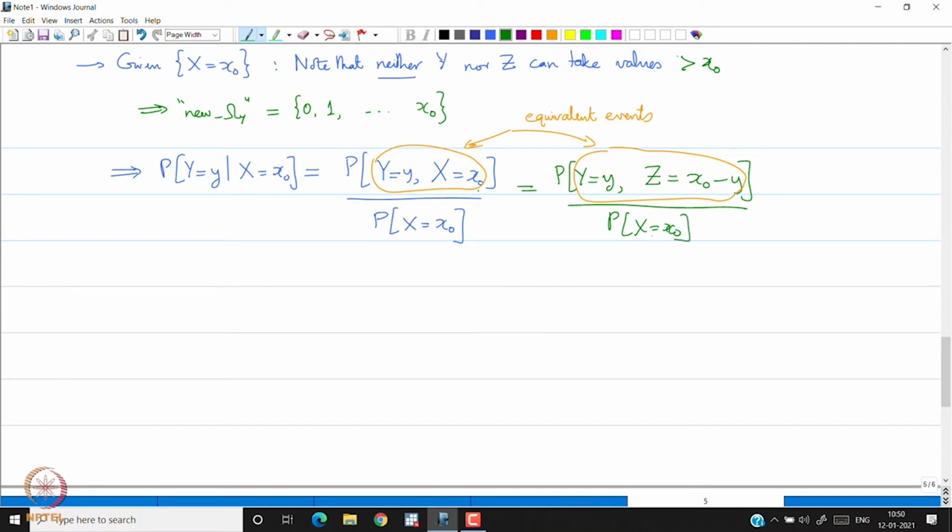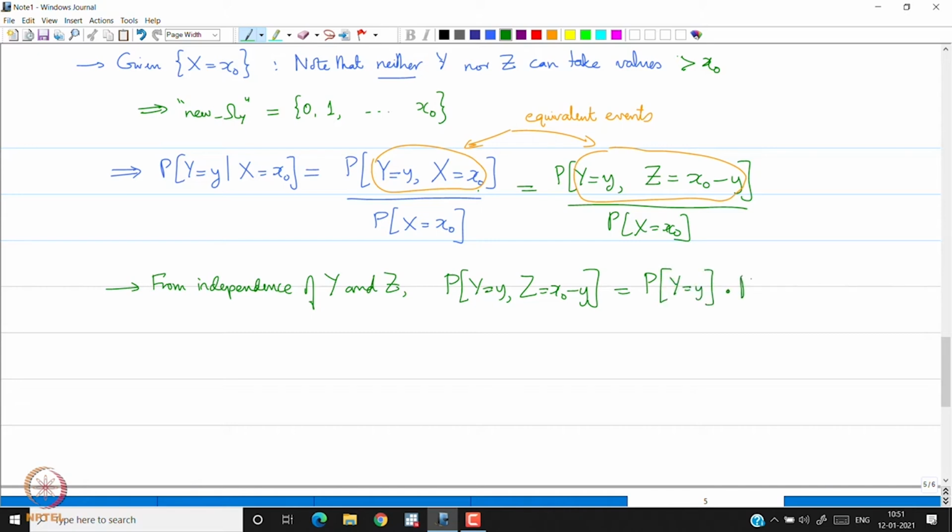Now the numerator. The reason why I want to bring in capital Z is that I know that Y and Z are independent. So from the independence of Y and Z, the probability that Y equals small y and Z equals x naught minus y is going to be the product of the probability that Y equals small y, multiplied by the probability of Z equals x naught minus y. And now all these probabilities are Poisson probabilities.